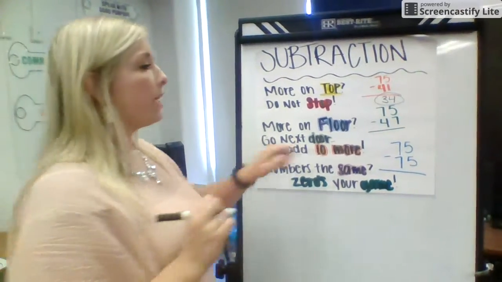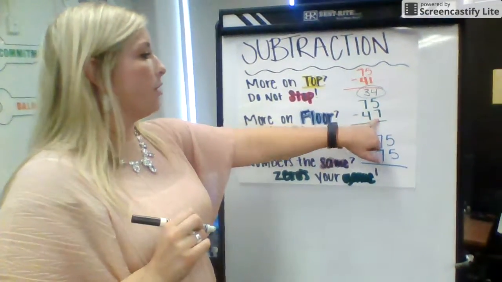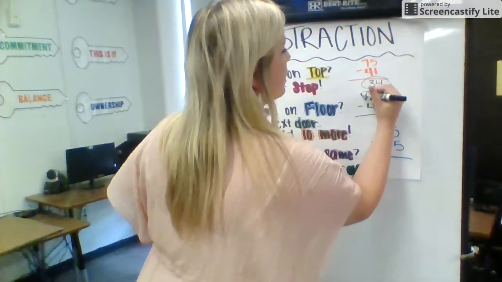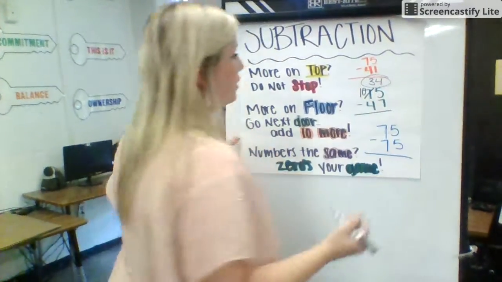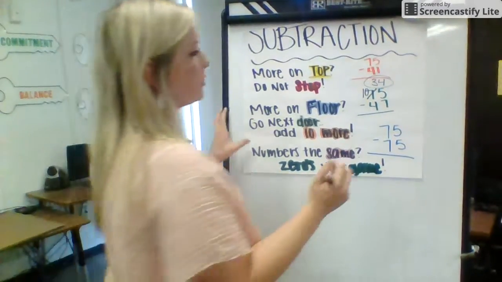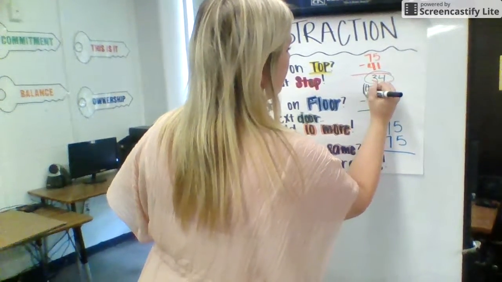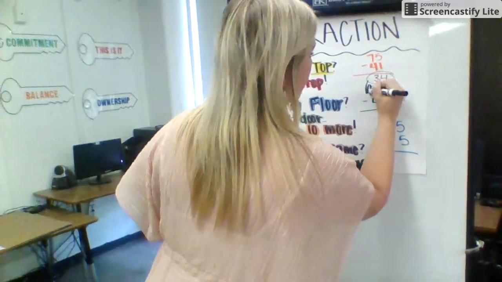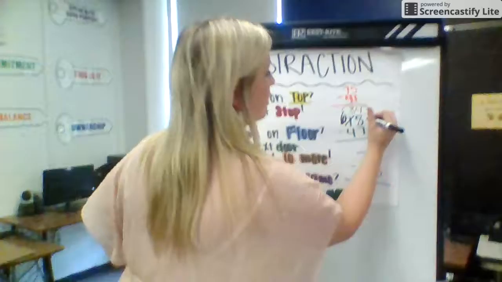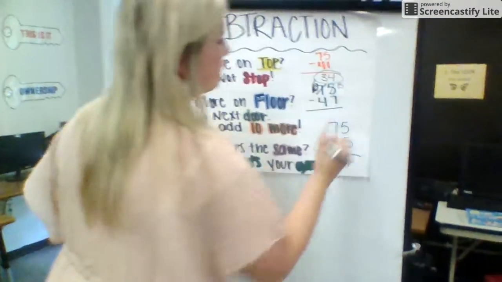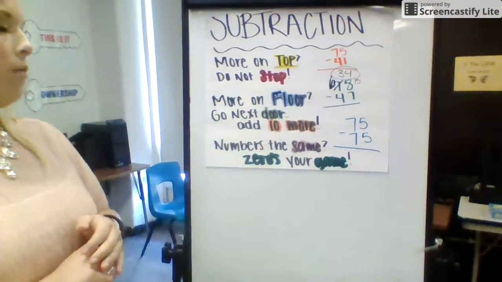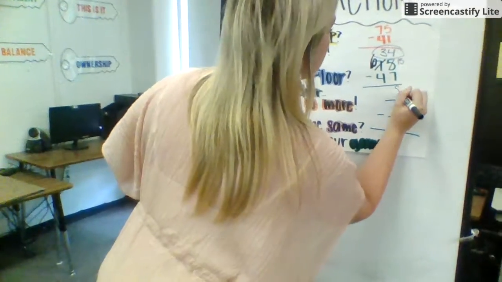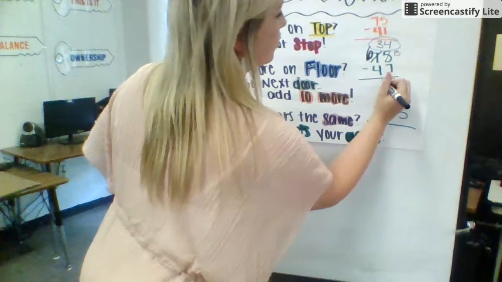But this is where it gets tricky. Our big number is on the floor. So what we're going to do instead is we're going to go over, we're going to go next door, and we're going to add 10 more to this side. So since we took a 10 away, we made this 7 into a 6, and we made this 5 into a 15. So when you take 15 away from 7, you're going to get 8, and 6 minus 4 is 2.